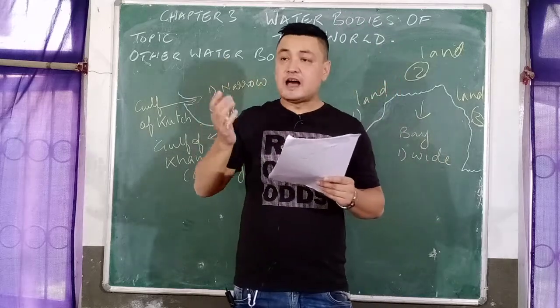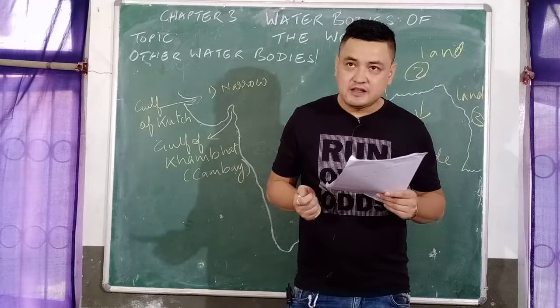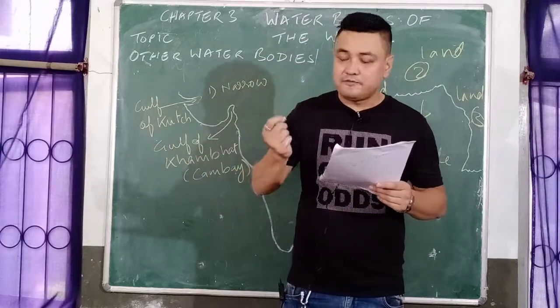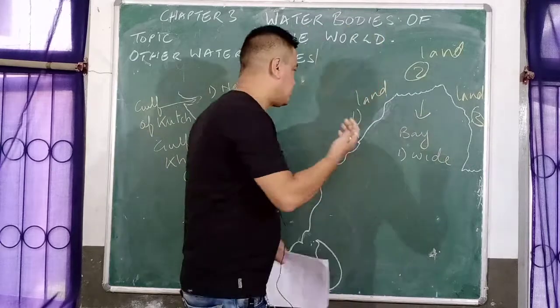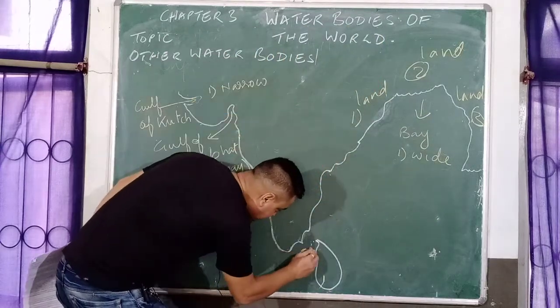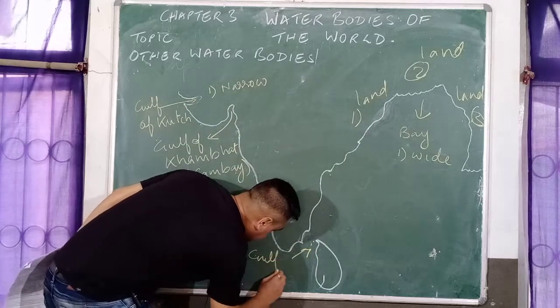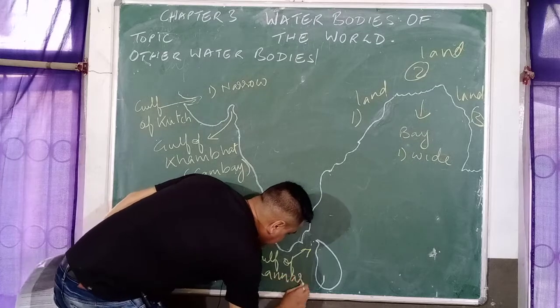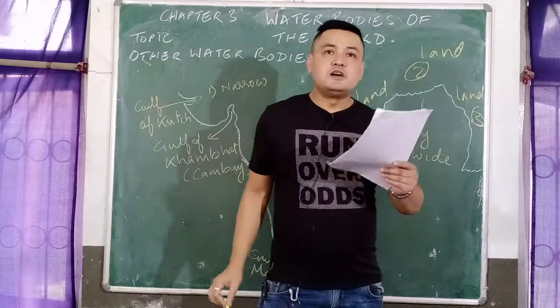The Bay of Biscay, which lies between France and Spain, and Hudson Bay are other examples. Examples of Gulfs are the Gulf of Mexico, the Gulf of California, and the Gulf of Kutch. You can see there is a Gulf here, a Gulf here, and one other Gulf here. That is called the Gulf of Mannar in India, which basically forms a strait.